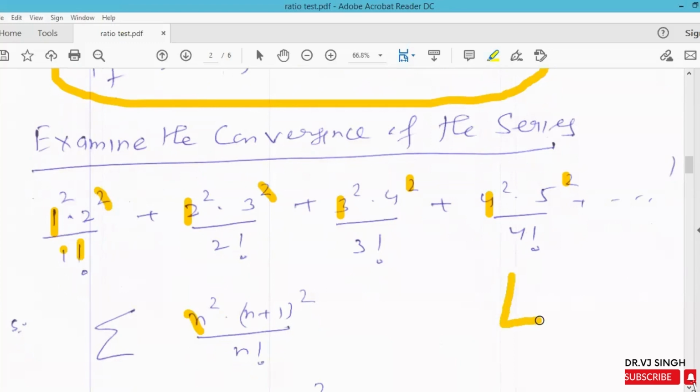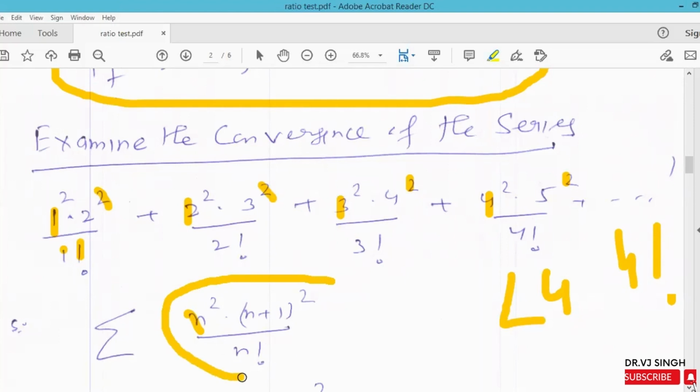There are two signs of factorial like this, or you can also write factorial like this. These are the two symbols of factorial. So this is 1 factorial, 2 factorial, 3 factorial. So this is n factorial. Now this is a question. Suppose this is a question now.